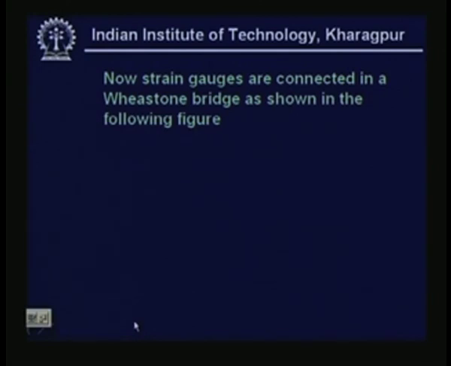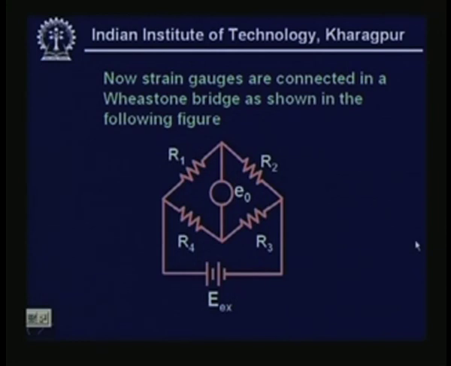Now, the strain gauges are connected in a Wheatstone bridge as shown in the following figure. You see this is the strain gauges we have. Connecting the strain gauges in the Wheatstone bridge is very important. A very common question in the case of link type load cell is, what will happen if you interchange R2 and R3?